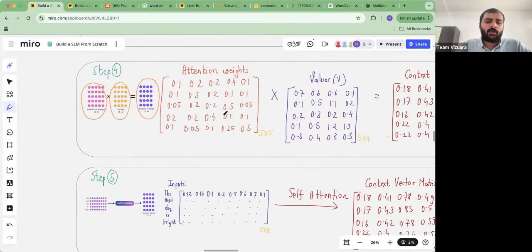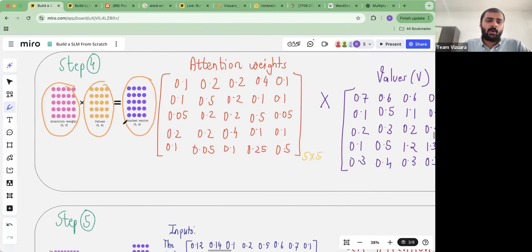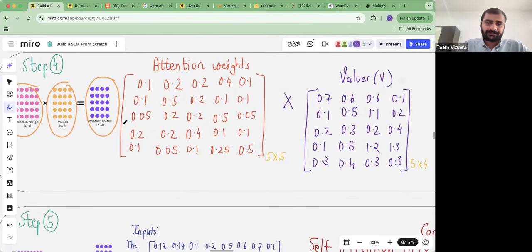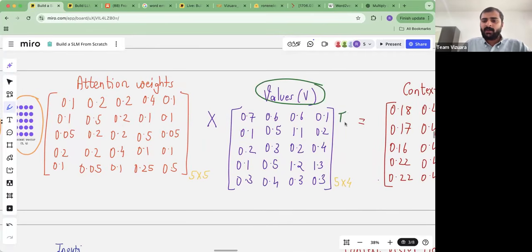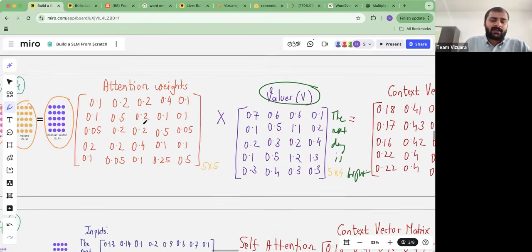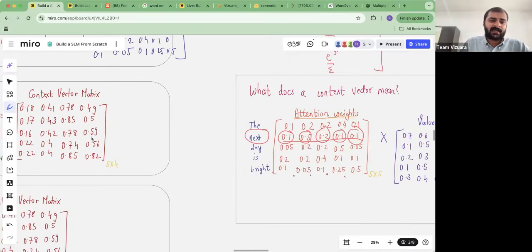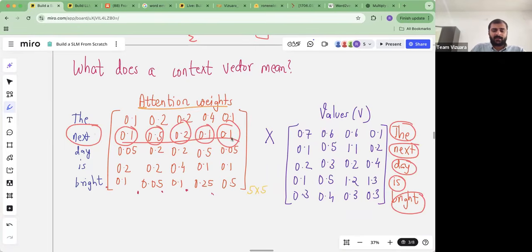But until now, you have only got how much importance I need to give to tokens. I have not got the context vector. The goal is to transform the input vector to the context vector. And the way we do it is that we look at the value vectors. For every token, next day is bright, I have this value vector, right? So if I'm looking at this second row, which is next, I know how much importance needs to be given to each value vector.